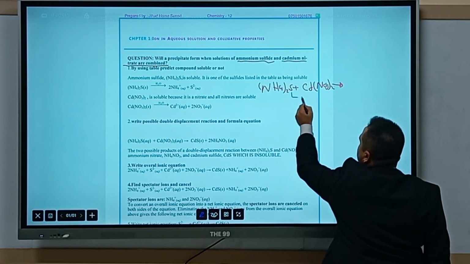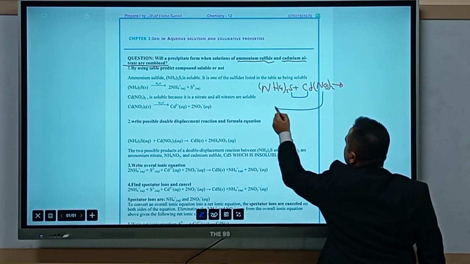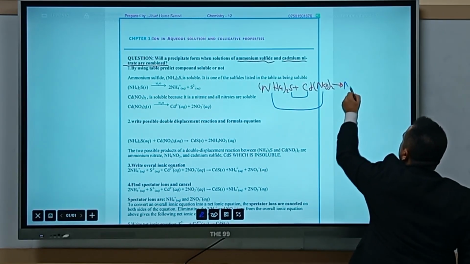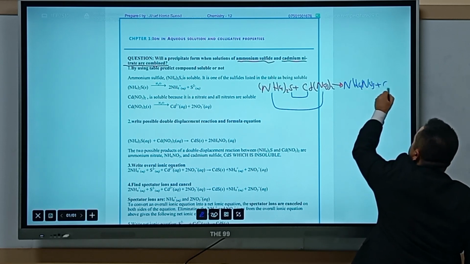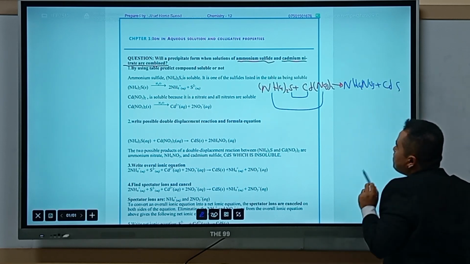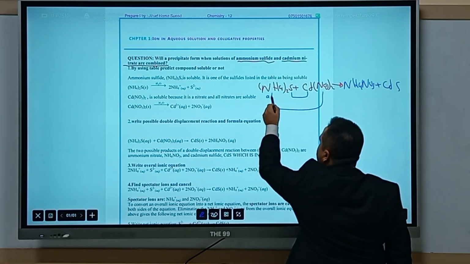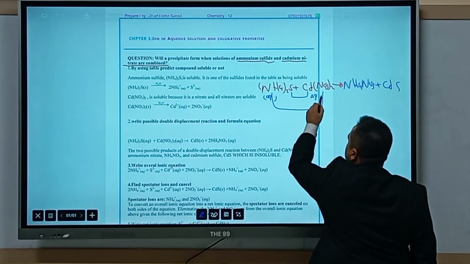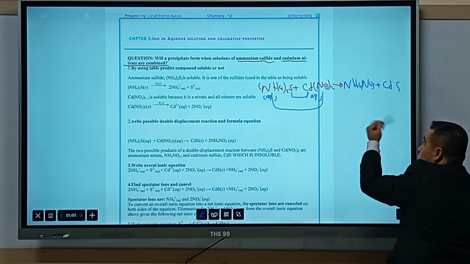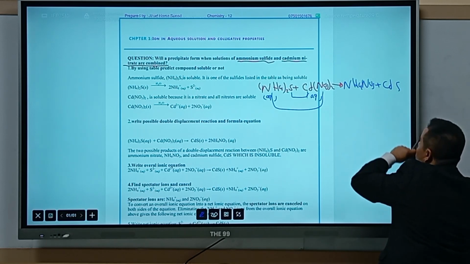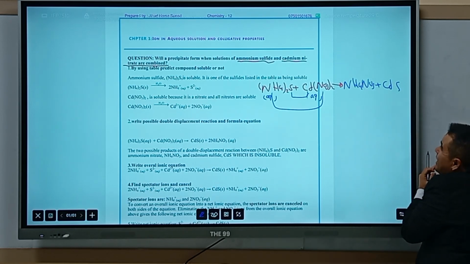And in the products, how do we form this reaction? Of course, I told you the two closes combine and the two fars combine. You'll get NH4NO3 plus CdS. And as usual, the reactants should be soluble. The products can be soluble or insoluble. How do we know whether they are soluble or insoluble? By using the table of solubility.